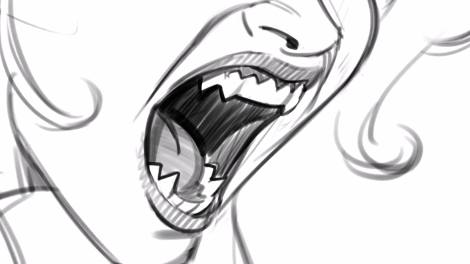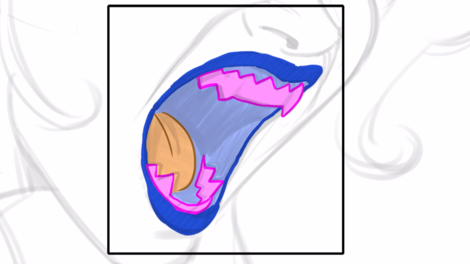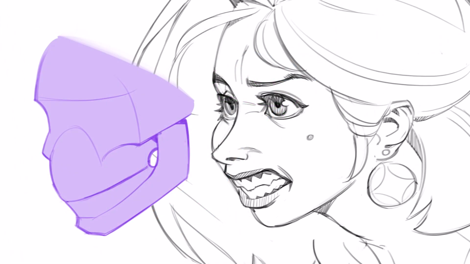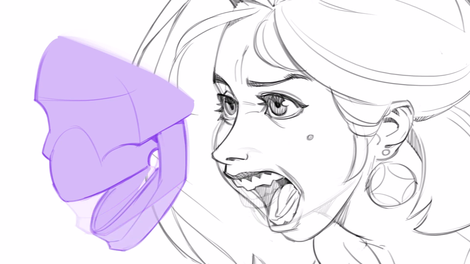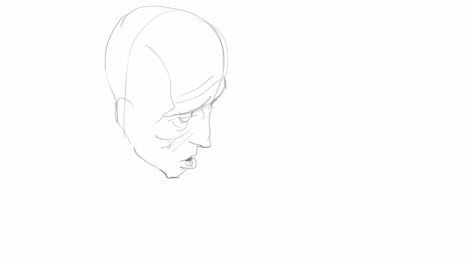The lips wrap around the mandibles and teeth, and this becomes more obvious when a person is smiling, snarling, or yelling. Be mindful that when the mouth opens from certain angles, you can see the teeth curving along the inside of the mouth. With the example in mind, I will show you a more holistic exercise where I draw various heads in different angles.